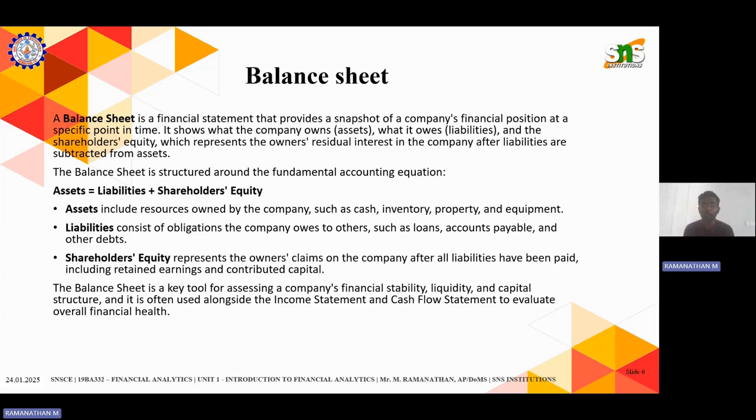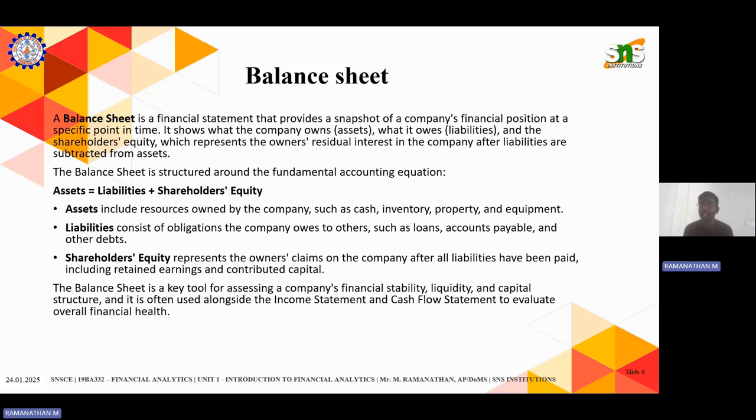It shows what the company owns as assets, what it owes as liabilities, and the shareholder equity, which represents the owner's interest in the company after liabilities are subtracted from the assets. As I mentioned, in the balance sheet there will be four divisions: current asset, current liability, permanent asset and permanent liability, where both debt amount and equity amount are involved. If you take capital, there are two types: equity capital and debt capital. Equity capital is your own amount. Debt is when a person or organization gets a loan for running the business. So there will be both equity amount and debt amount in that organization, and it is viewed in the balance sheet.